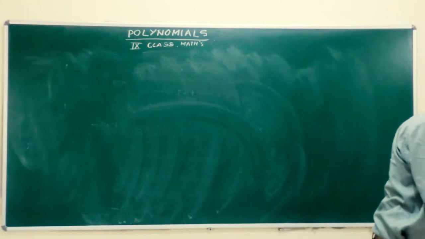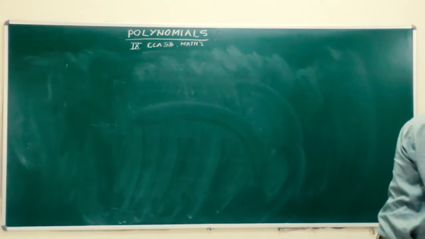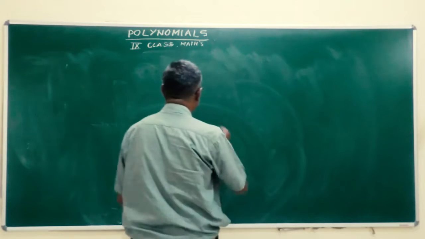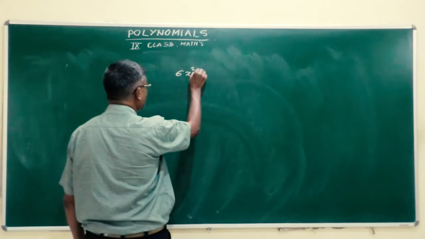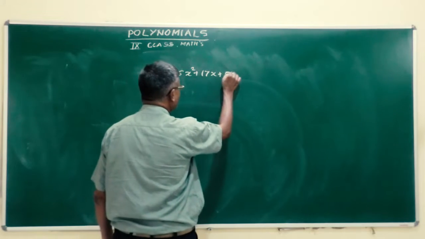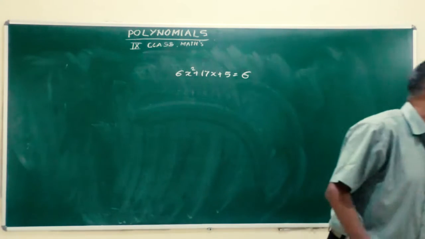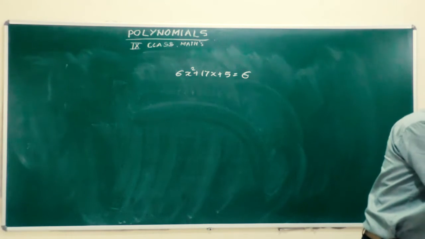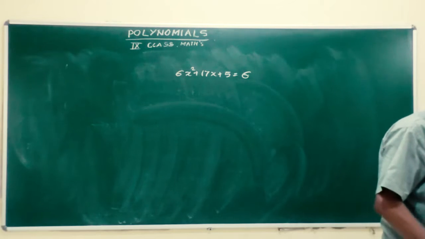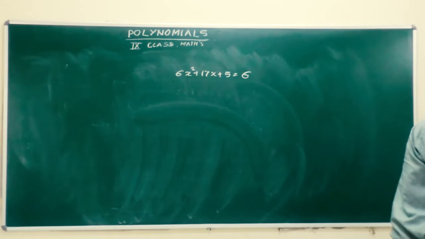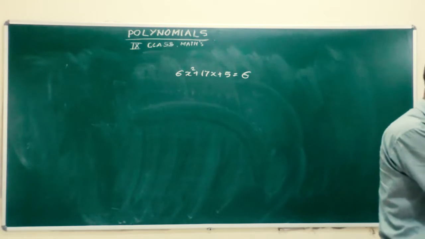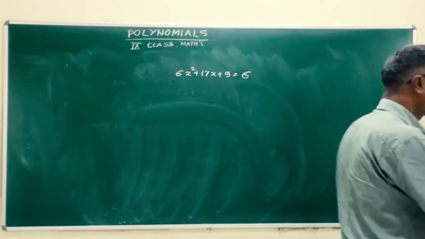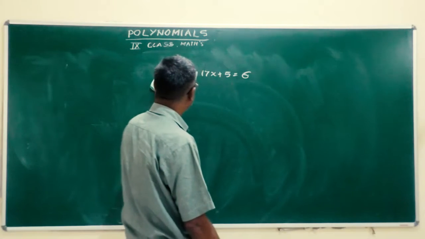That example is 6x square plus 17x plus 5 is equal to 0. Clear? Here again they have gone with the same method. It is quite difficult for us, so you should not go with that.